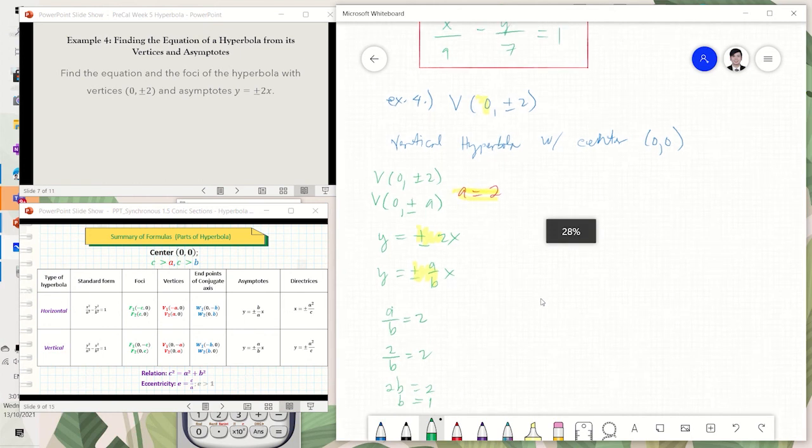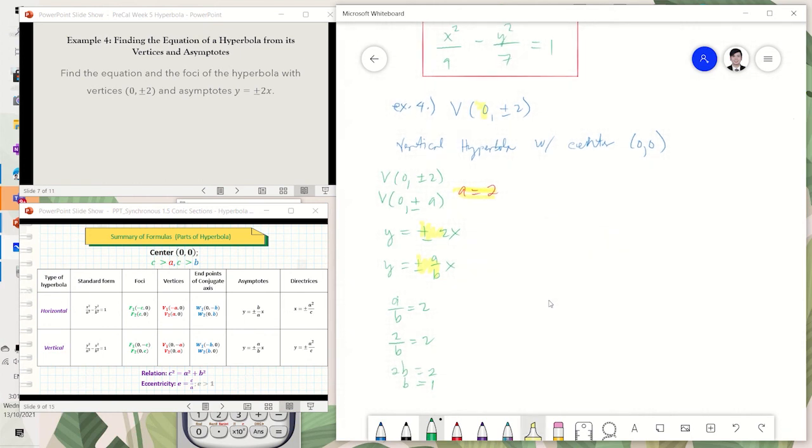So we already have the a and the b. Then we can already write our equation, which is y squared minus x squared, but the denominator would be a squared. So that's a 4. The denominator of the x squared is the b squared. That is just 1, is equal to 1. You can write it as y squared over 4 minus x squared is equal to 1.